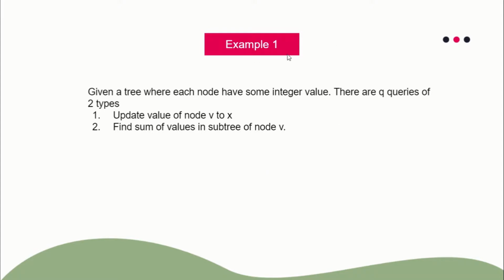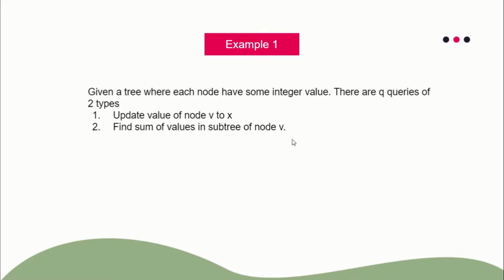So this is one of the problems that we can solve, the first example that we discussed in the previous lecture. The problem was, you are given a tree and each node is having a certain value, and you are given q queries of two types. First, you have to change the value of node v to some other value, say x, and then find the sum of values in the subtree of node v. This is the problem statement.